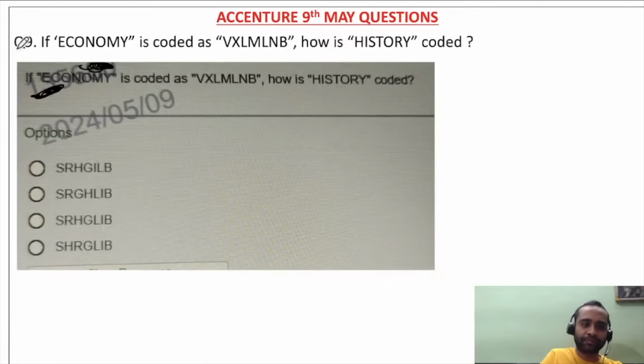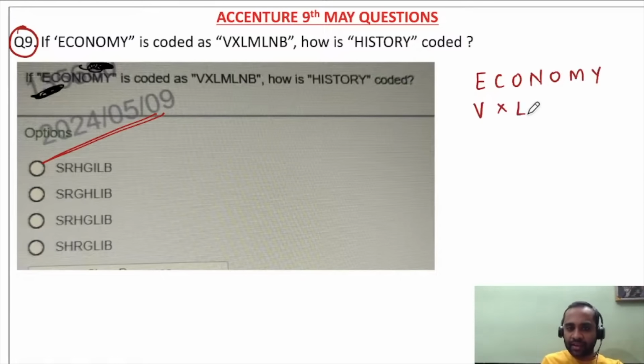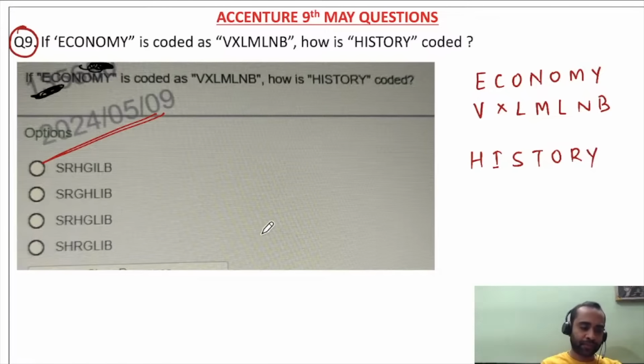Okay. Now question number 9. All latest questions are there. 9th of May 2024. Now if economy is coded as VXLMLNB, then how will history be coded? Can you please solve and tell me what will be the answer?